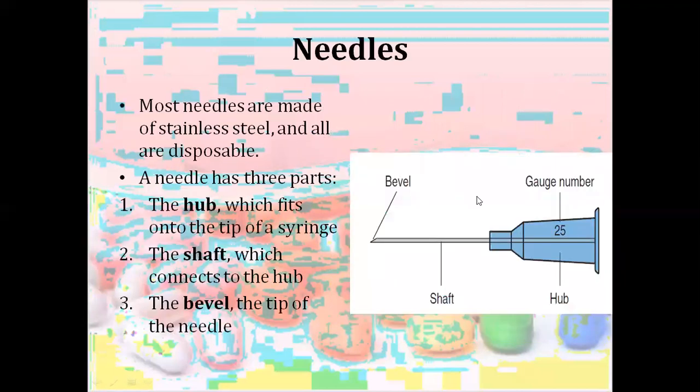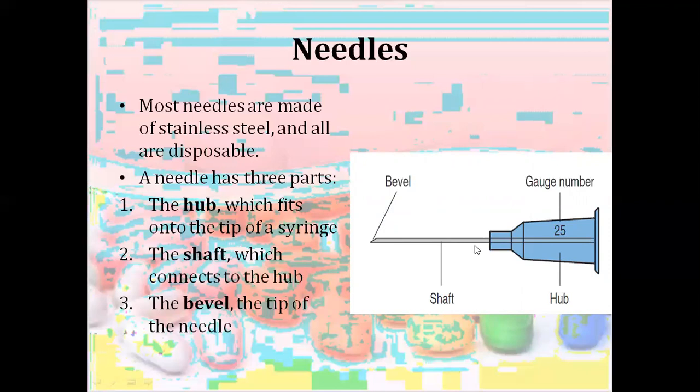Then next is the needle. So this is the part of the needle. Most needles are made of stainless steel and all are disposable. Means we will not reuse these needles, it is not reusable. ये reusable नहीं होता है, and it is made up of stainless steel. ये stainless steel से बना होता है, and it is also divided in 3 parts.